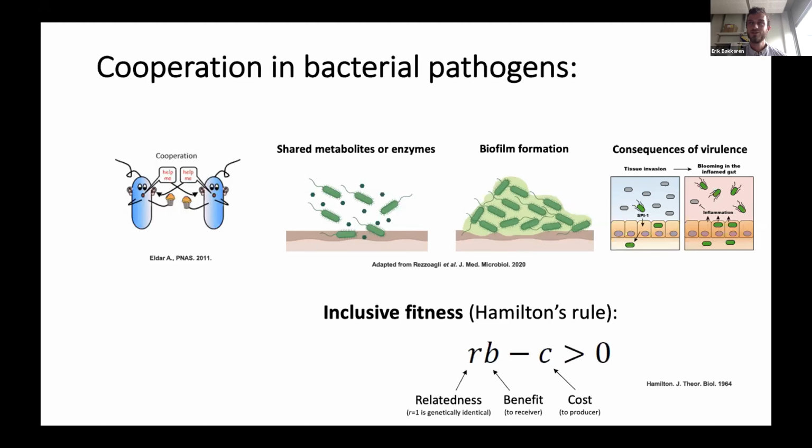And this is already a super old equation, but it still fits the concepts that I'm going to be talking about. It is proposed to be the condition that allows cooperation to evolve. This is summarized by the benefit to the receiver multiplied by the relatedness of the producer to the receiver, and this has to outweigh the cost of production.